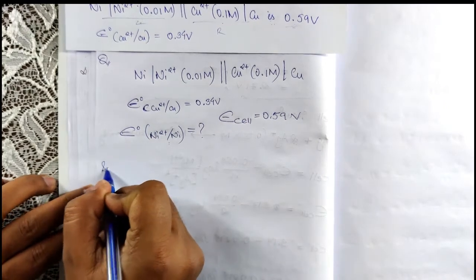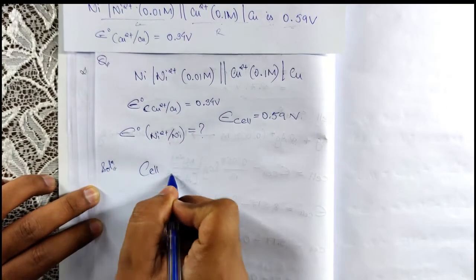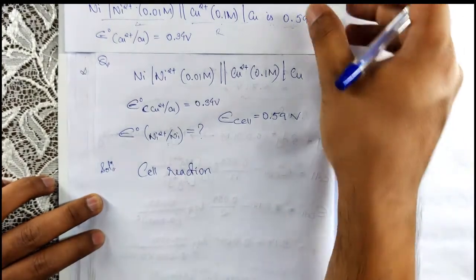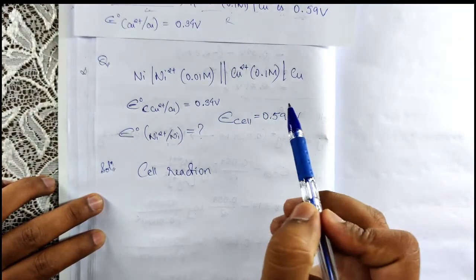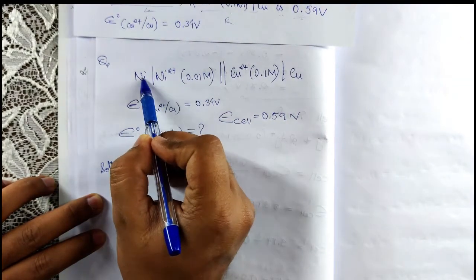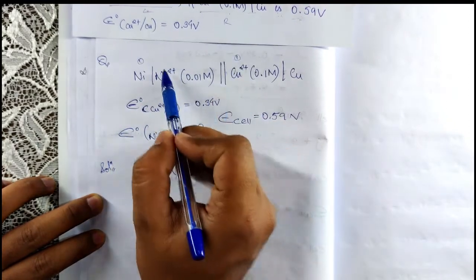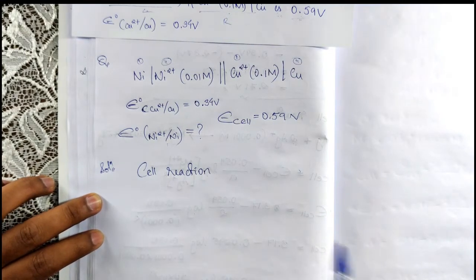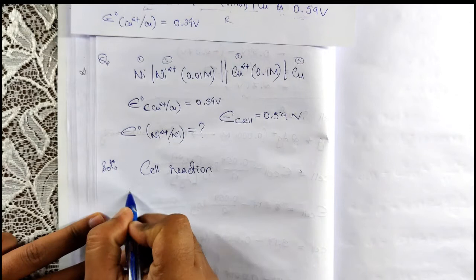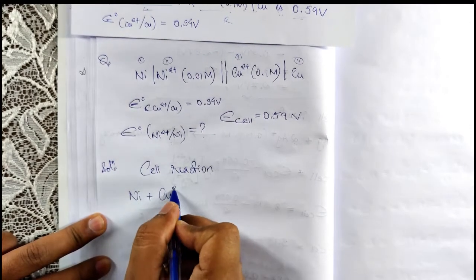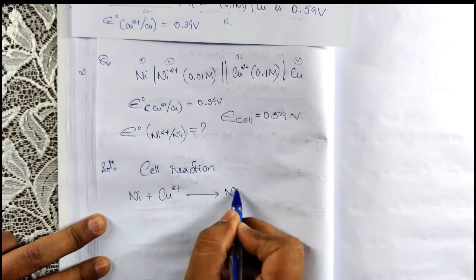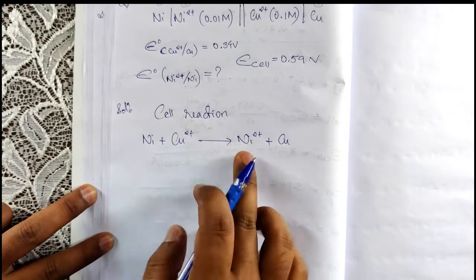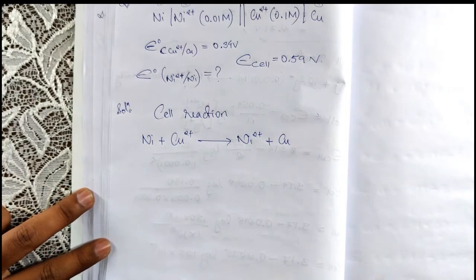So first, let's write the cell reaction. Whenever you write the cell reaction, remember how to write the cell reaction. Out here I'll take this one as 1, this one as 2, this one as 2. I'll write 1 and 1 together and then 2 and 2 together. So Ni plus Cu2 plus gives Ni2 plus Cu. So this is how our 1 plus 1, 2 plus 2. So this is our cell reaction.